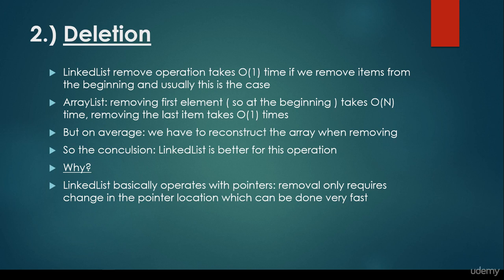So for arrays, on average, we have to reconstruct the array when removing an item. For example, if we would like to remove items from the middle of the array, of course we have to reconstruct the array. So the conclusion is that linked list is better as far as the deletion operation is concerned. Okay, why? Because linked list basically operates with pointers. So the removal only requires changing the pointer location, which can be done very fast. For arrays, we have to shift all the items, and that's why it's not going to be as fast as for linked lists.